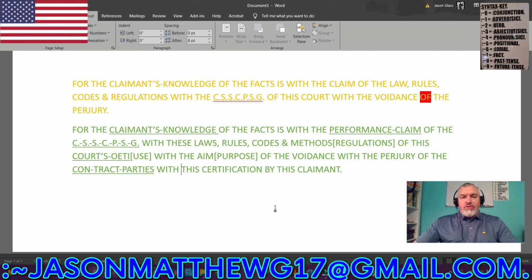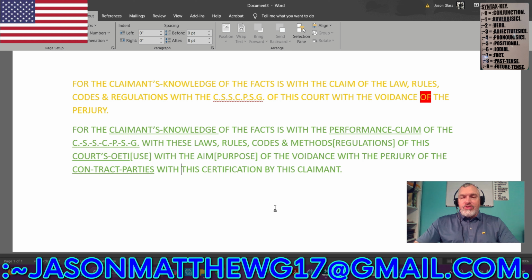So with this court's usury, what's possessing the court's usury? The aim. We're aiming at something. It's a purpose. And what's the aim concerned with? The aim is concerned with voidance. And what's possessing the voidance? The perjury.